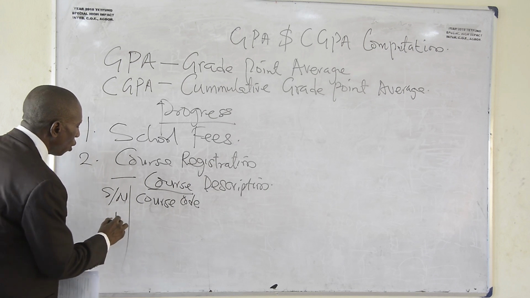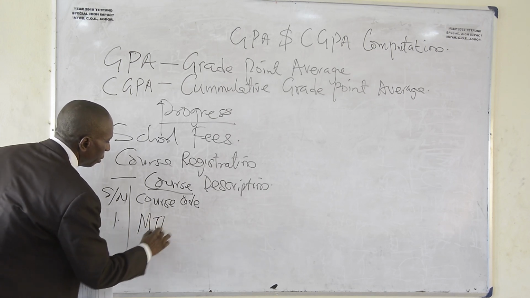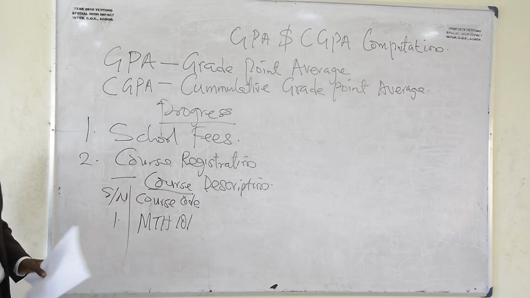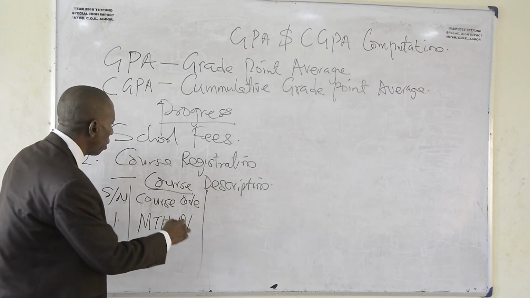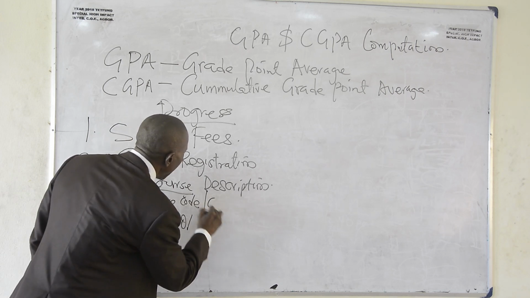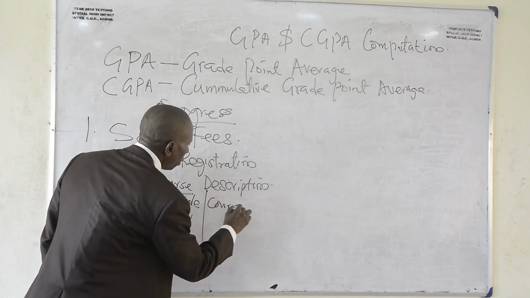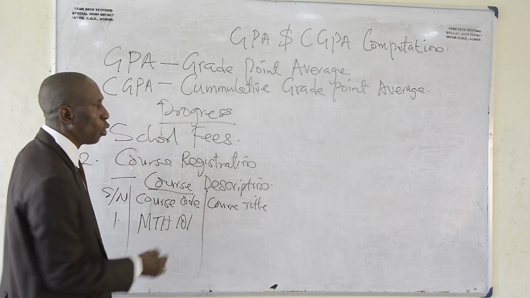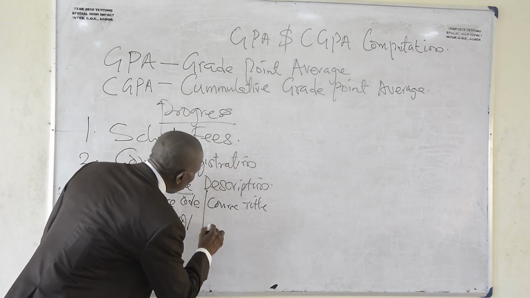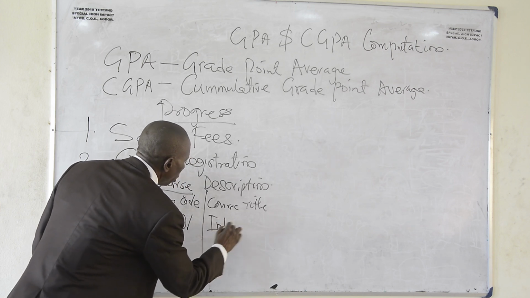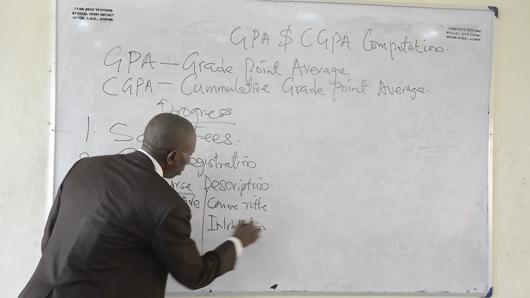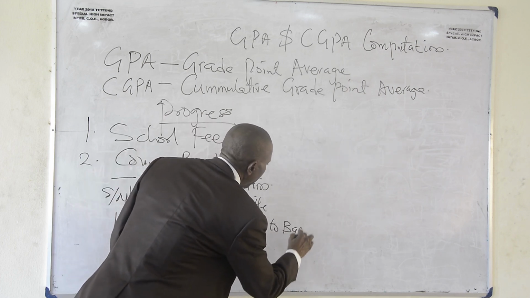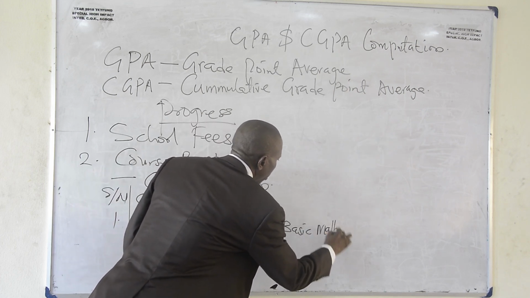For instance, you may have MTH 101. That is a course code. And then you have to call the course title. MTH 101, for instance, would be Introduction to Basic Mathematics.